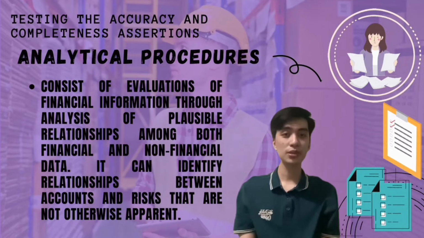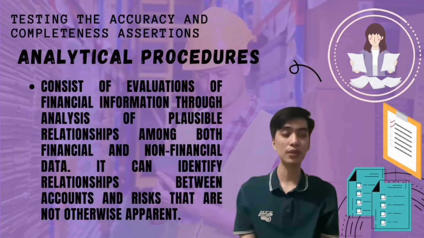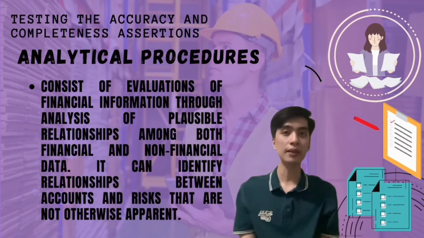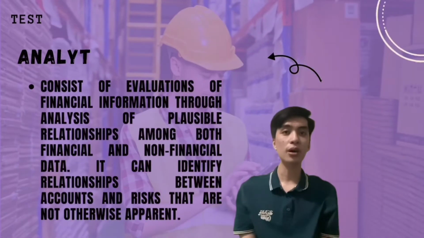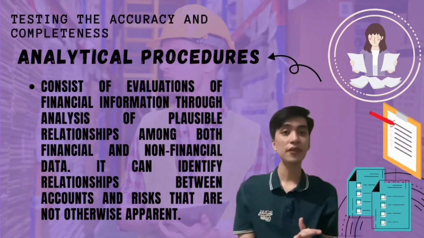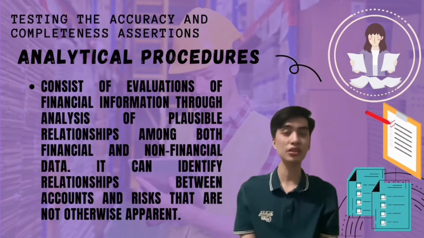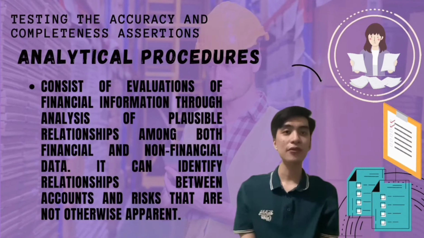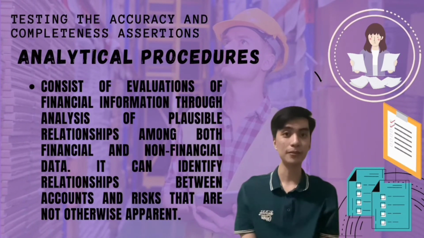The audit procedures provided in this part establish the accuracy and completeness of management assertions. As we saw in the last chapter, auditors frequently begin their substantive examination of details with an analytical review of account balances. Analytical procedures consist of evaluations of financial information through analysis of plausible relationships among both financial and non-financial data. It can identify relationships between accounts and risks that are not otherwise apparent.